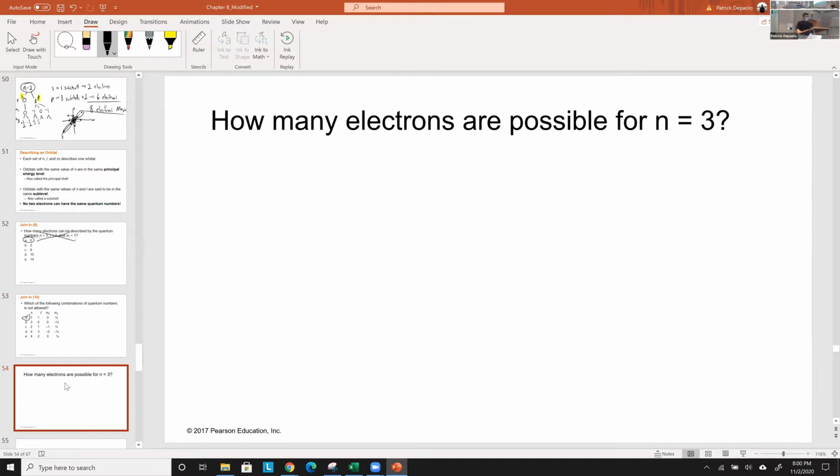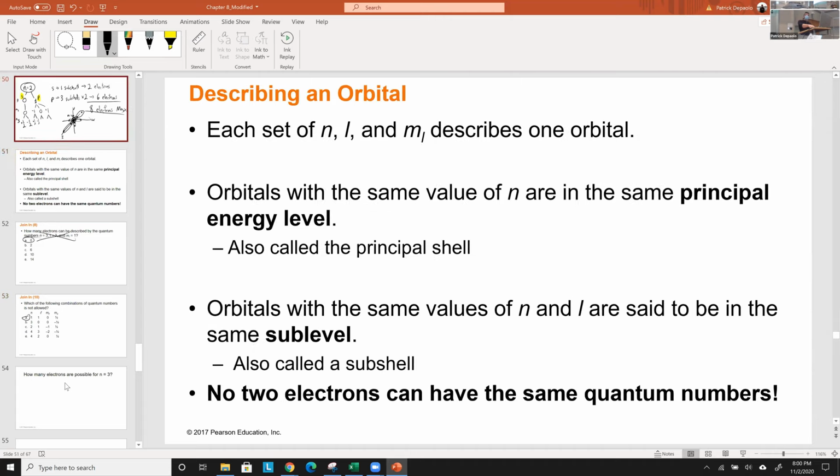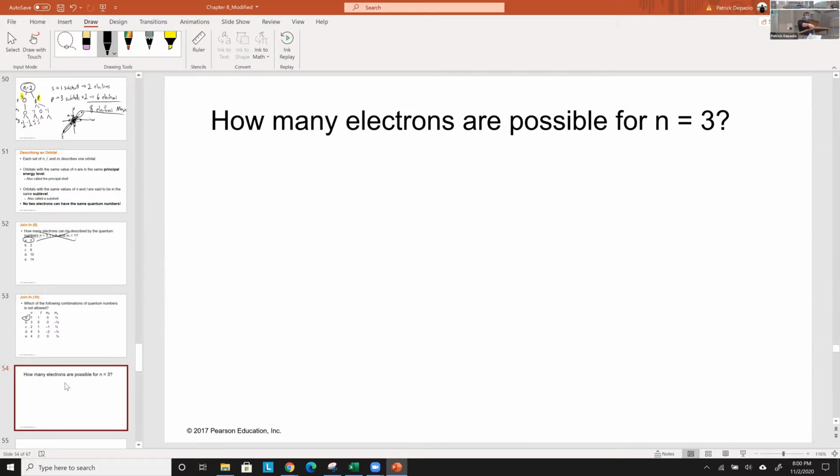So now I'm going to leave this to you for a couple minutes. How many electrons are possible for n equals 3? And in your notebooks, draw a tree diagram like we did for n equals 2. You might need a little more space. So remember, you're going to write the possibilities for l, the possibilities for ml, and the possibilities for ms for each ml.